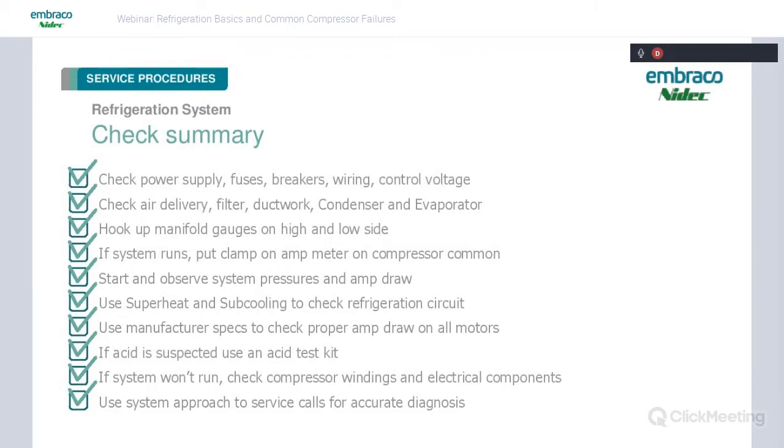If we suspect there could be acid in the system, you can always use one of those 2-second acid test kits that they sell at the supply houses. They're very handy. If the system won't run, go ahead and check the compressor windings and the electrical components. Make sure everything's tight in the electrical department. Basically, this is just using the system approach to service calls for accurate diagnosis, so we're not changing out good compressors and sending them back to Embraco.